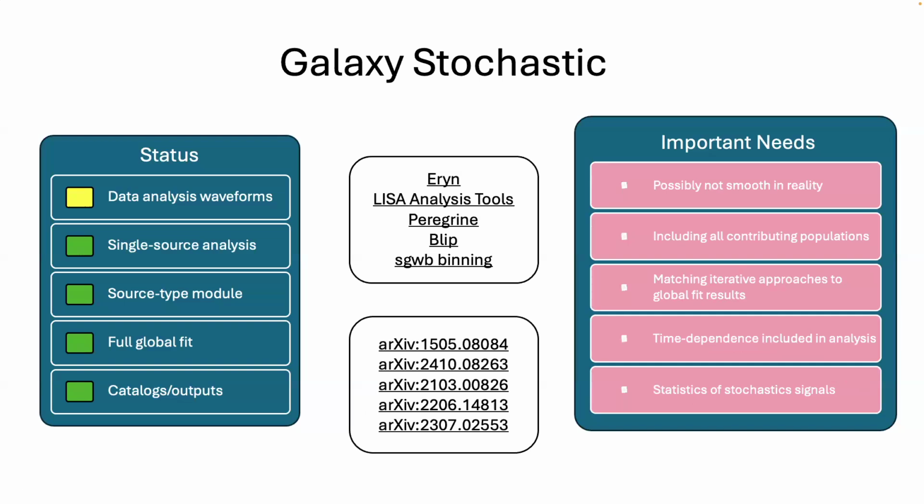This is for stochastic signals, but here I'm specifically talking about stochastic signals emanating from the galaxy, meaning from ultra-compact binary sources. They're all green, except there is kind of a slight hiccup in the data analysis waveforms part, where I'll talk about that more when I get to the important needs. That's kind of a nuance about some specific populations of sources and whatnot.